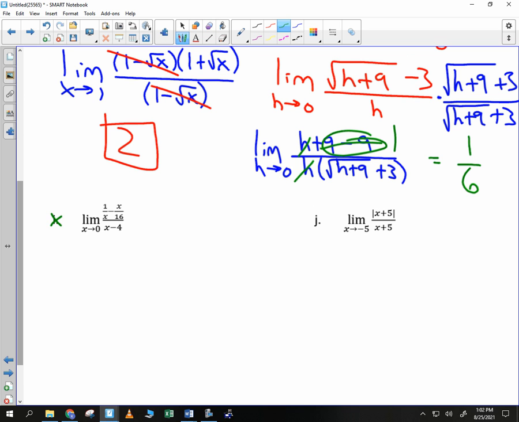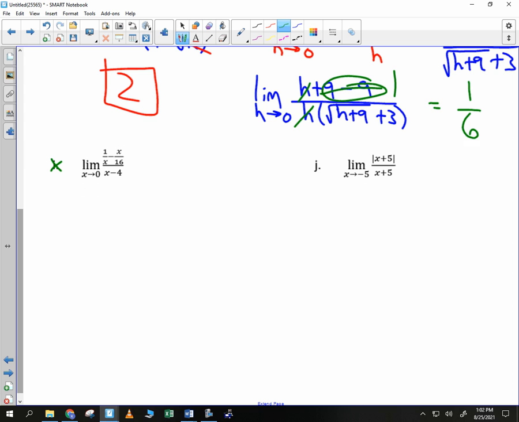We're going to skip I, but we are going to look at J. Would everybody agree that when you look at J, it's tough to make an algebraic reasoning behind that? Sometimes if you can't make an algebraic argument, you just need to look at the graph.